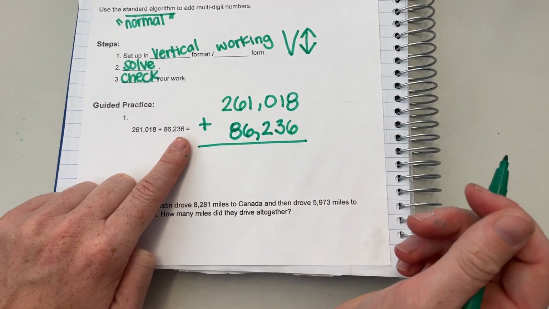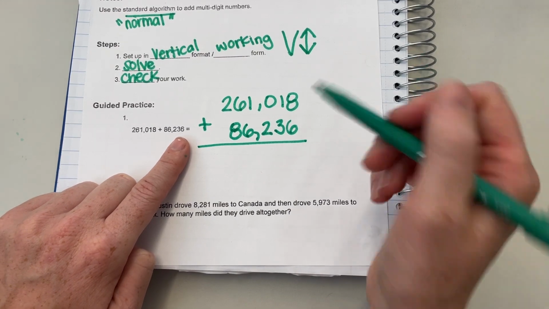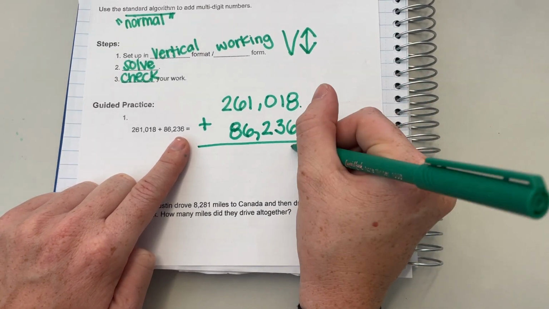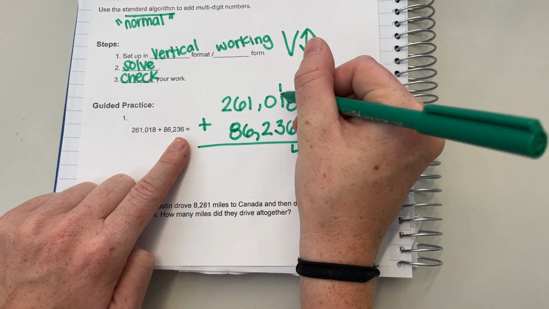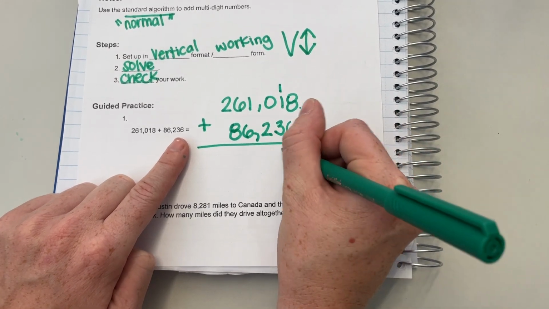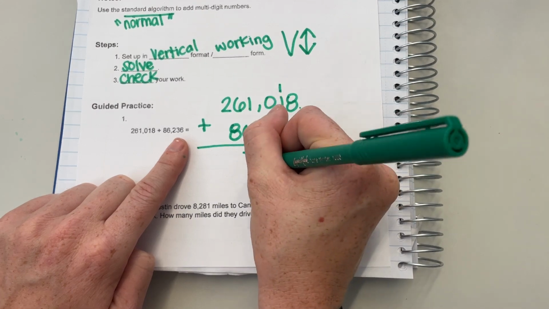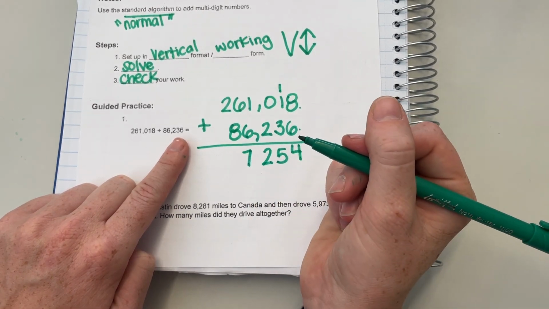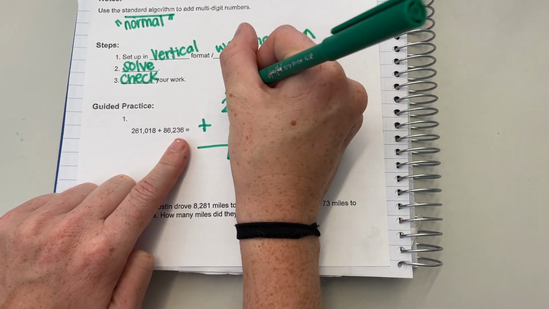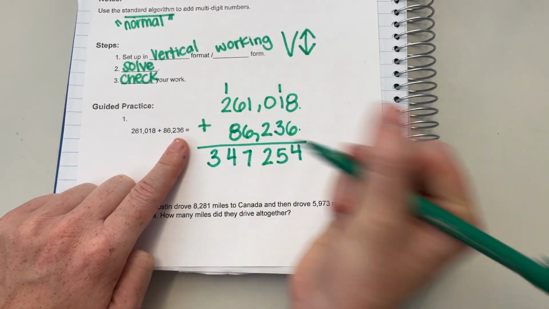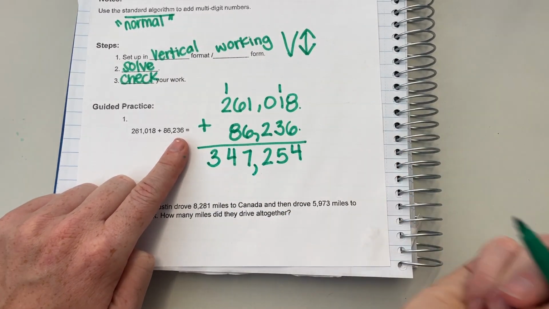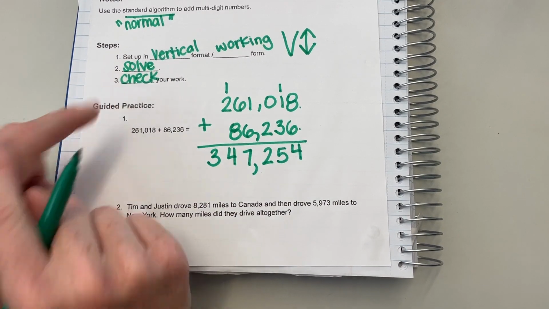Okay, so now I start adding from my ones place. 8 plus 6 is 14, carry my 1. 1 plus 1 is 2, 2 plus 3 is 5. 0 plus 2 is 2, 1 plus 6 is 7, 6 plus 8, 14, carry my 1. 1 plus 2 is 3. Okay, so I need to put my comma, and then step number 3 is check my work.